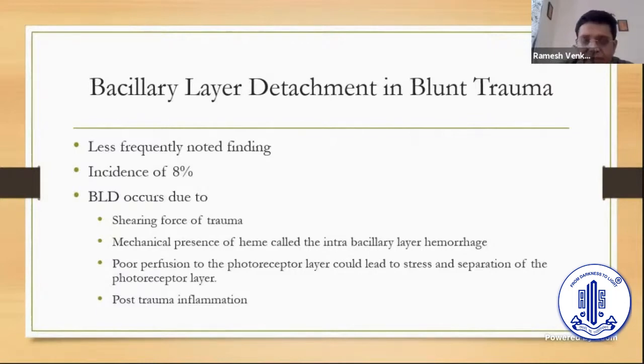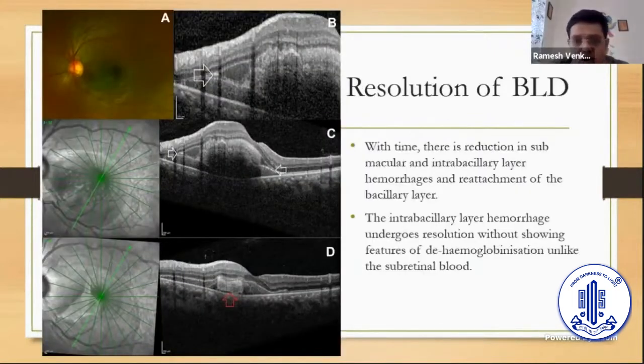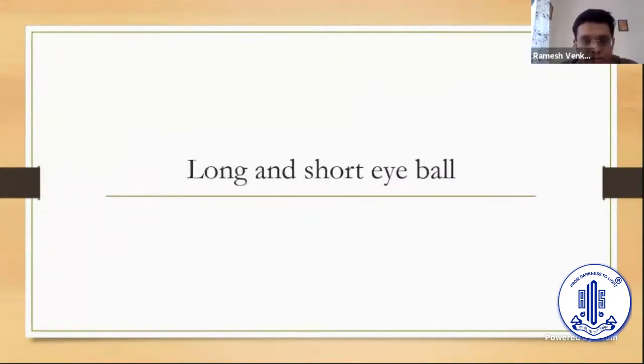and the detachments usually resolve on their own with time, and the hemorrhages resolve, leading to an attachment of the bacillary layer. The intrabacillary layer hemorrhage undergoes resolution without showing features of dehemoglobinization, unlike the subretinal blood. So what we found is that the subretinal blood usually undergoes changes in color, whereas the intrabacillary hemorrhage does not undergo changes in color, it just undergoes a spontaneous absorption.